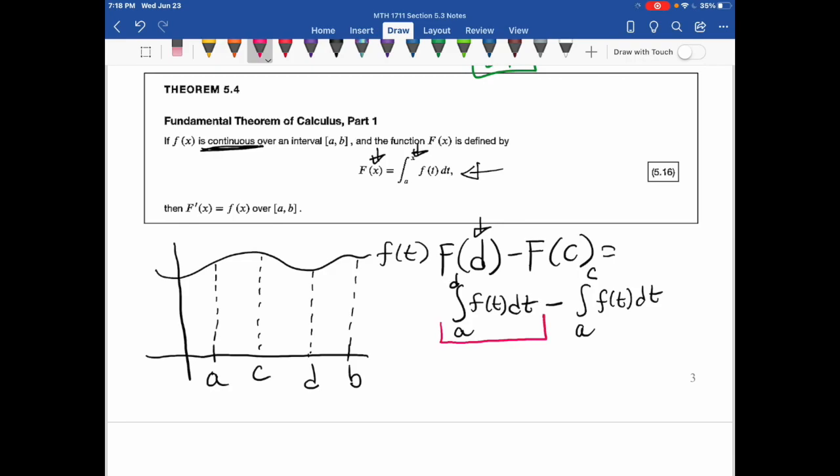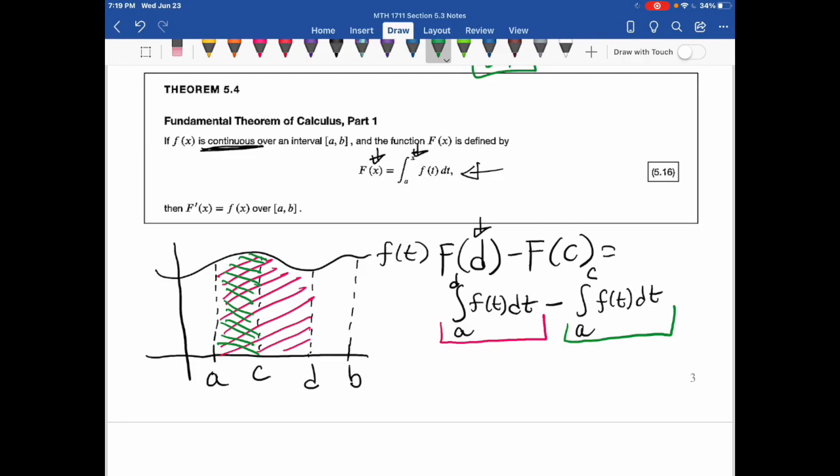This statement here, this integral from a to d of the function f of t, means we're looking at the area under the graph between a and d. So between a and d, that's this area here. Now, this integral tells us we're looking at the area under the curve f of t between a and c. So I'm going to do that in green. So that's this area here.